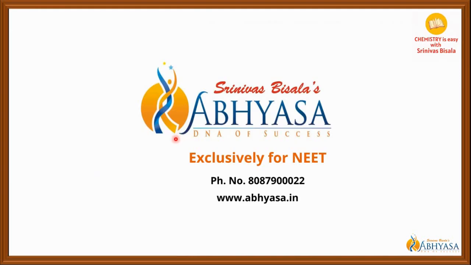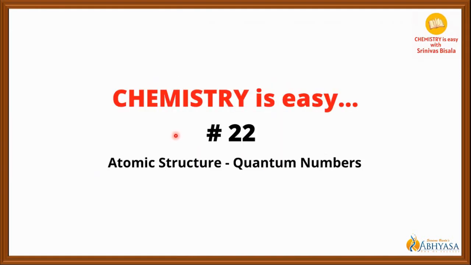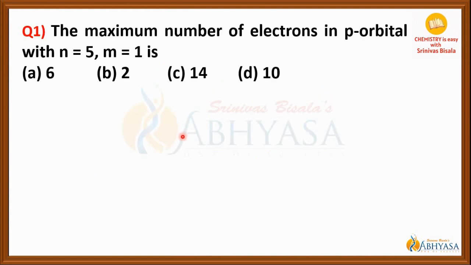In this video, let us solve 3 questions related to quantum numbers, and at the end I am giving you one question for you to solve. Let's see. This is the first one. The maximum number of electrons in a p orbital with n equal to 5 and m equal to 1.